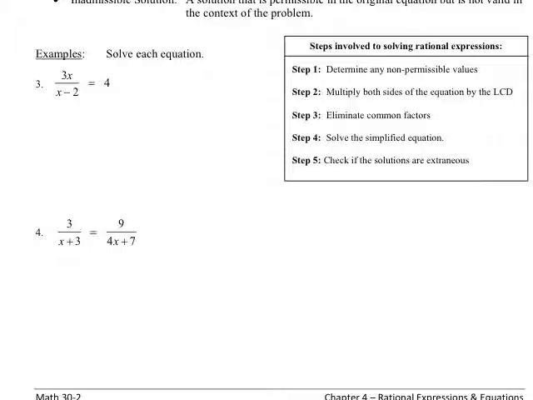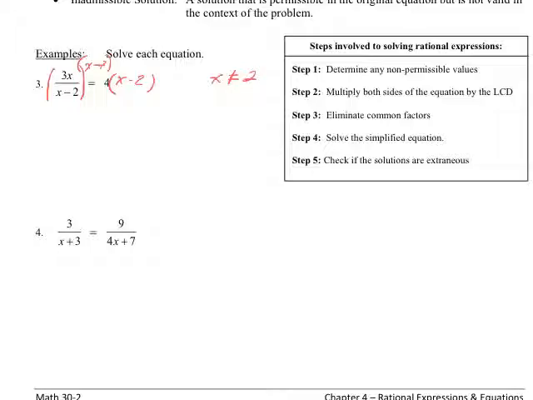Beginning with example number 3, step 1 lets us know that we need to determine non-permissible values to begin with. So at the start, we can see that our x value will not be able to equal a positive 2. So we'll just store that information for now. Step 2 tells us to multiply both sides of the equation by the lowest common denominator. In the case of this question, there is only one denominator, and so this x minus 2 will multiply on the left, and on the right we'll multiply x minus 2 as well.